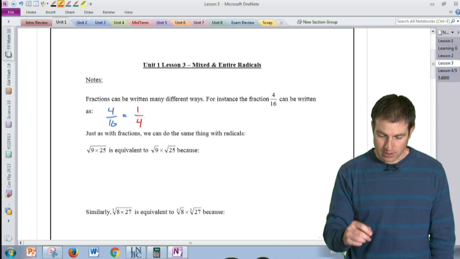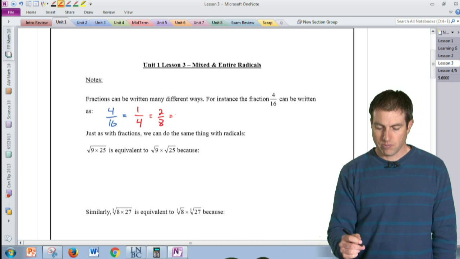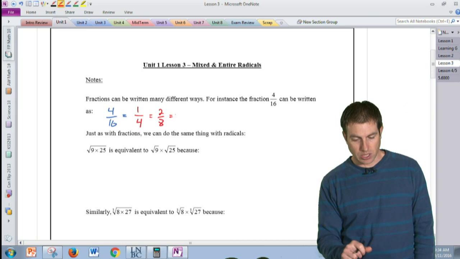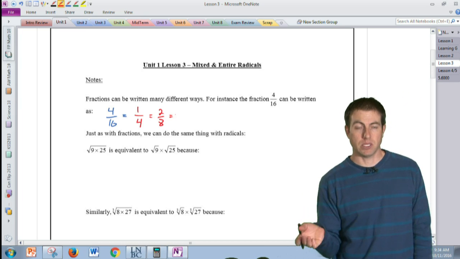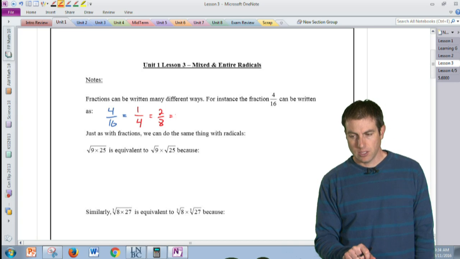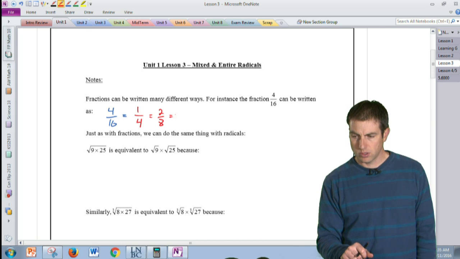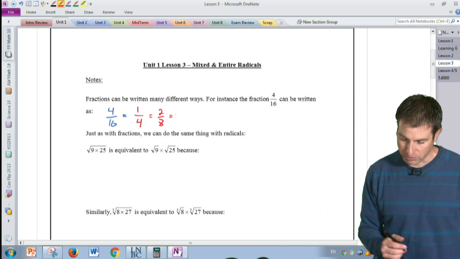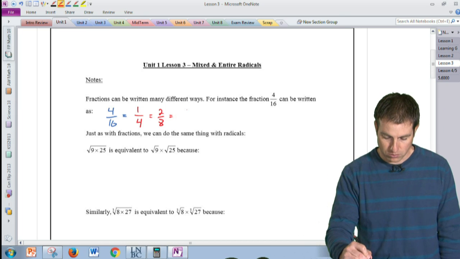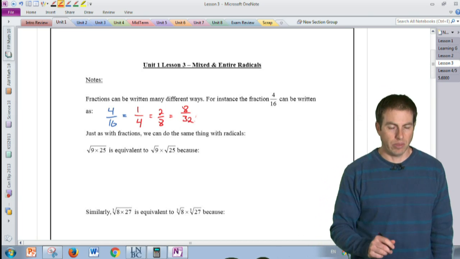Jonah, 2 over 8. I love it. That's equivalent to 2 over 8. Again, Jonah, you've pulled out 2's from the top and bottom. So 4 divided by 2 is 2. 16 divided by 2 is 8. I don't have to necessarily go smaller. I can make this thing bigger. So I can multiply everything by 2. I can go 8 over 32 if I wanted. There's nothing wrong with that.